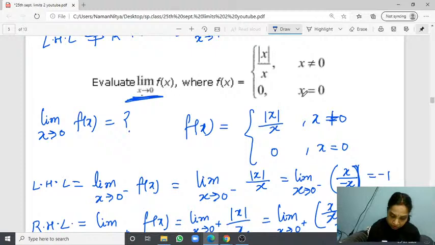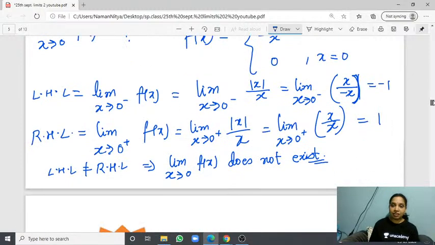Ma'am, how did you get -1 in left? See, you can't substitute the limit value 0 in the left hand limit. If you substitute, 0 by 0, what are you going to get? 0 by 0, indeterminate form. So if you want to calculate this limit, either you do L'Hospital rule. If you apply L'Hospital rule, you will get 1 by -1, and in that case you will get -1 only. You can't put 0 by 0 and say it is 0. It is indeterminate form.